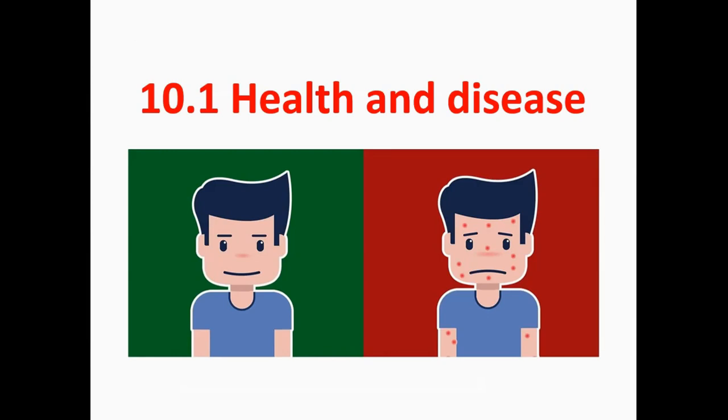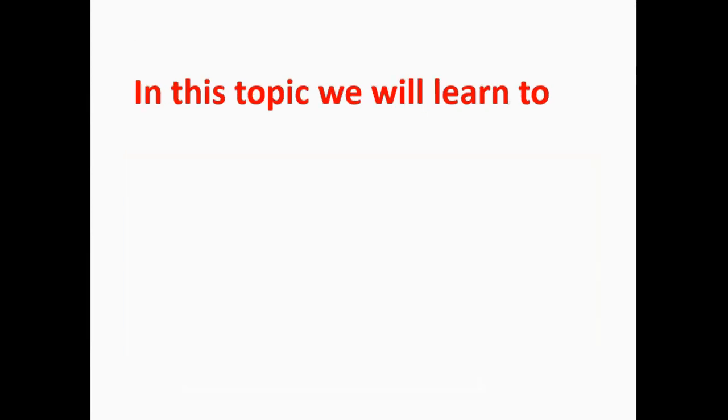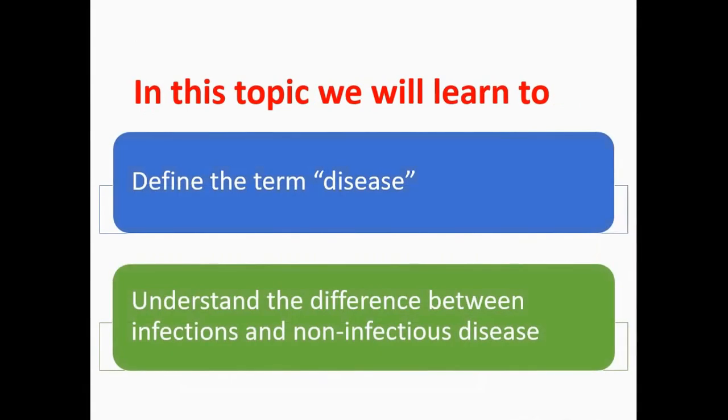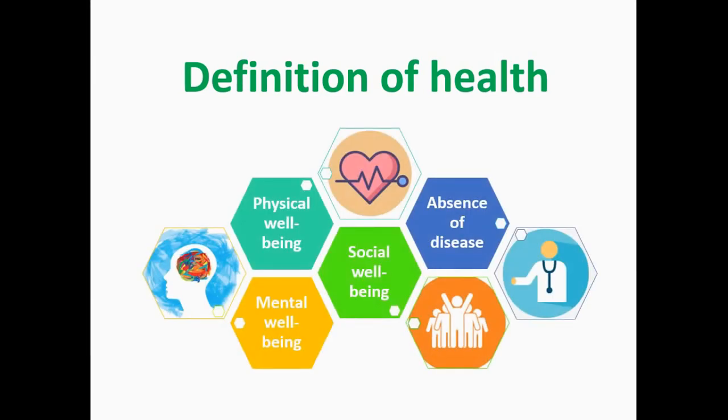So let us first start with the topic health and disease. At the end of this topic, you will be able to define the term disease and understand the difference between infectious and non-infectious disease. To have a better understanding of disease, first we need to define what health means. Can we say that health is solely about the state of body systems? Of course not. Otherwise, an alcoholic or drug-abused person with normally functioning body parts could be said to be healthy. That's why the World Health Organization includes all these important components to state the term health.